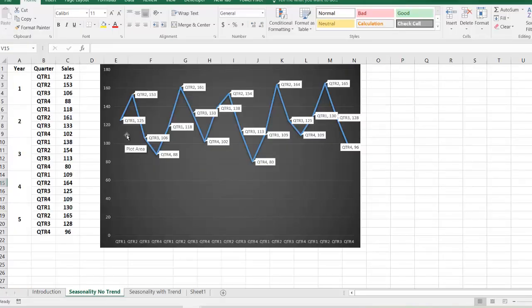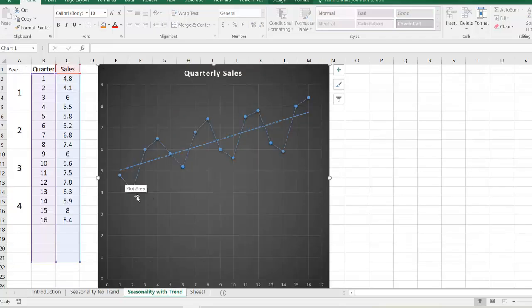This is an example of a seasonal time series without trend. It looks like a horizontal pattern showing no significant shift or no significant upward or downward movement. But it is very distinct that the quarterly pattern is repeated every year. On the other hand, a seasonal time series with trend looks like this. There is an upward shift of the data and the seasonal pattern is repeated along the trend line.